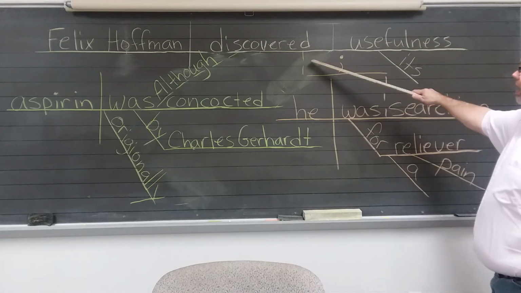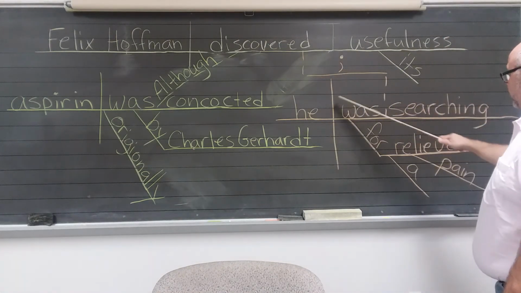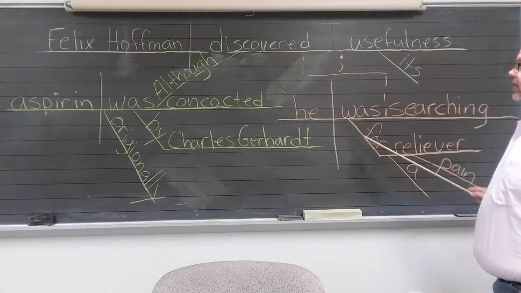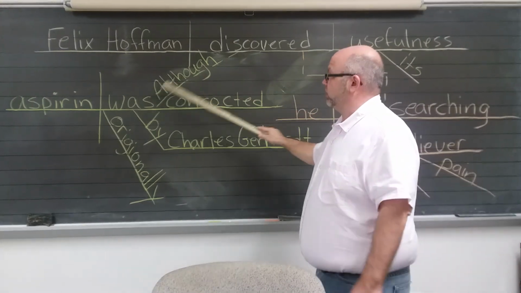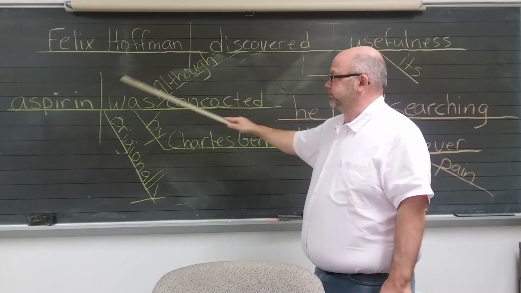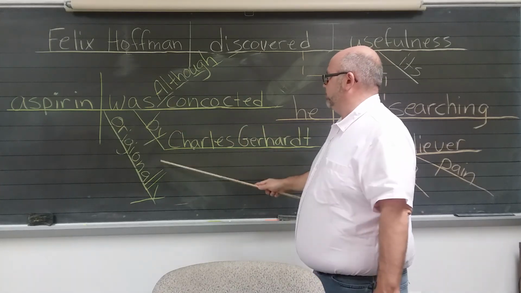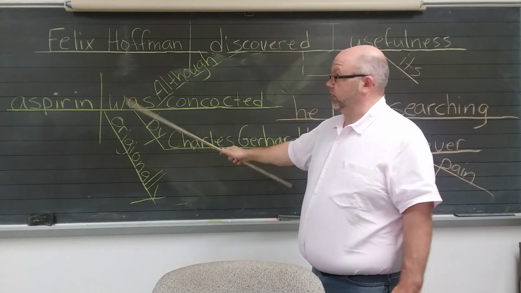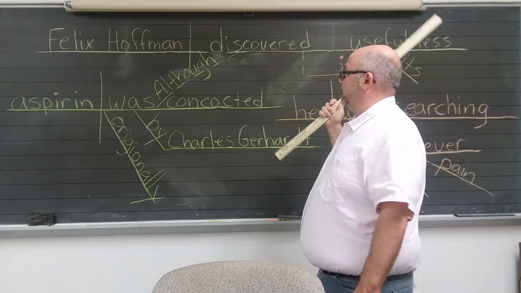Here's another one. Compound sentence gets connected like that. He was searching. All right? And then you have your subordinating conjunction, verb to verb. Aspirin was concocted by Charles Gerhardt originally. All right? So that looks like that.